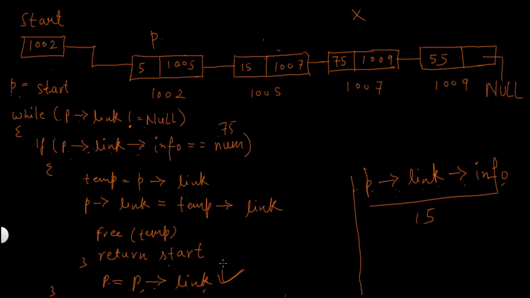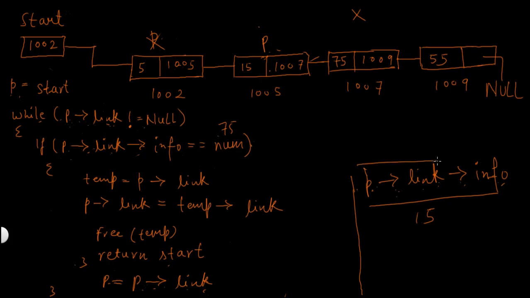This statement will help us to move to the next node. Now P arrow operator link means link part of this node, which is the address of the next node. So P arrow operator link is always the address of the next node. So the address of the next node will be assigned to P, which is 1005 according to this example. So P is now storing the address of this node. So P now means this node. Then this while condition will be checked. Now P arrow operator link now means link part of this node, and link part of this node is not equal to null. So this while condition is true. So this if statement will be checked.